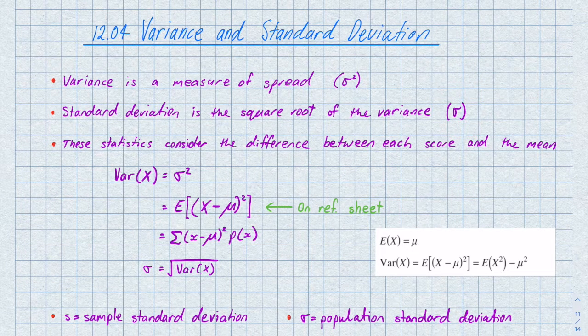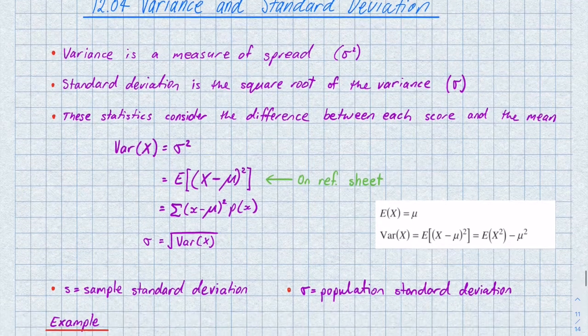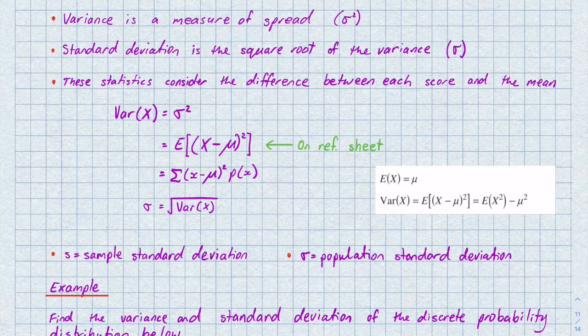So standard deviation is the square root of variance, or if you square standard deviation, you get variance. So standard deviation is sigma, sigma squared is variance. These statistics consider the difference between each score and the mean. So it's the expected value of that difference, or kind of averaging out the differences from the mean. If they're really close to the mean, you average out those numbers, they'll be quite small. If they're a long way from the mean, you average out those numbers, they'll be much bigger.